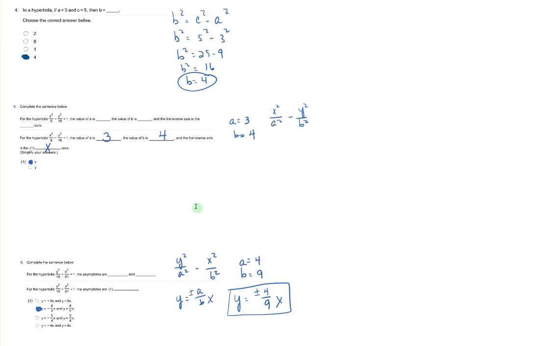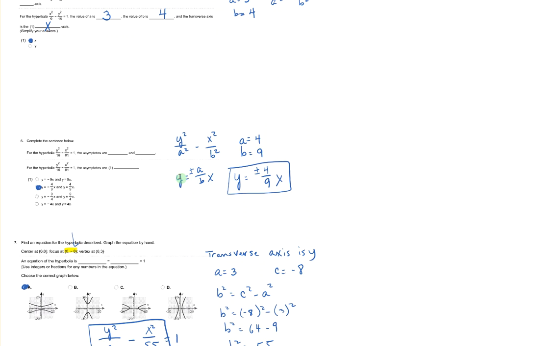Number 5, for the hyperbola x squared over 9 minus y squared over 16 equals 1, they want to know the value of a, b, and which is the transverse axis. Well, the transverse axis is the x, it's first, and so a is 3, b is 4, and so you've got that right there.